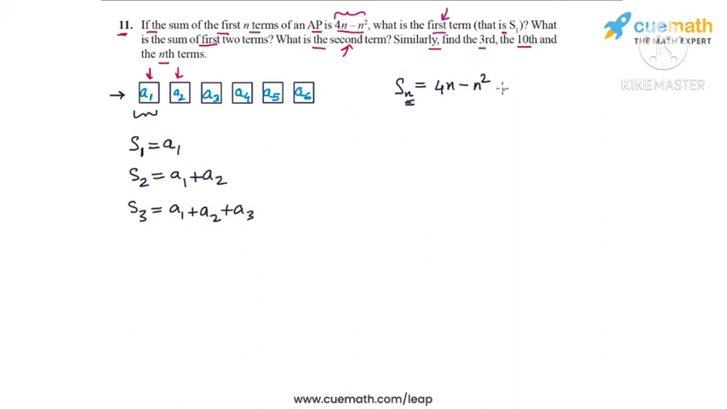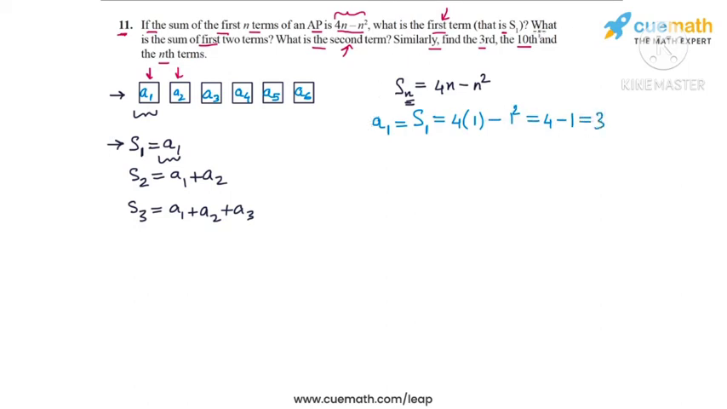And then you'll have S3 equal to A1 plus A2 plus A3, and this pattern will continue. But if you take n equal to 1, you will get the sum of one term, which is actually nothing but the first term itself. So this is how we can calculate the first term. So what is the first term? The first term A1 is actually nothing but S1, and this is equal to 4 times 1. I'm just substituting n equal to 1. So 4 times 1 minus 1 square, which is equal to 4 minus 1 or 3. So we have found A1.